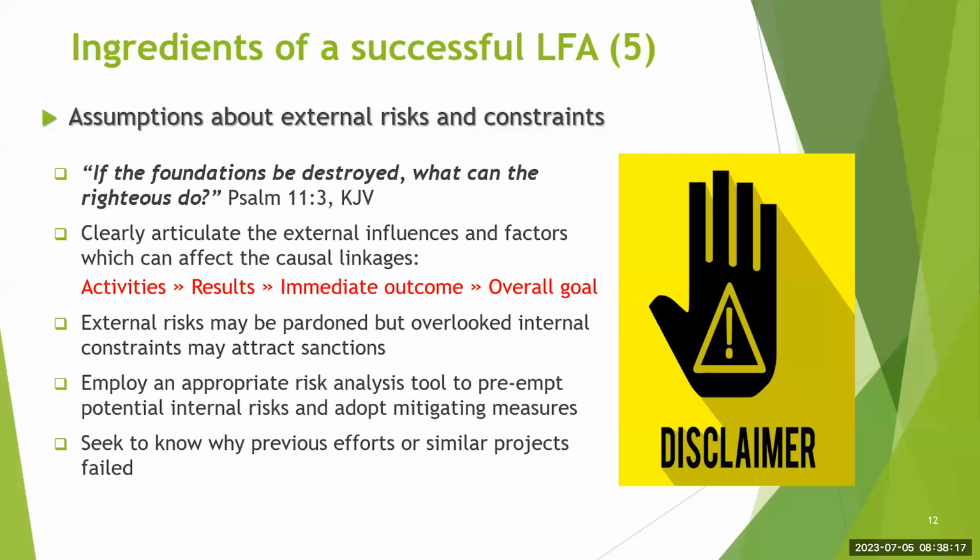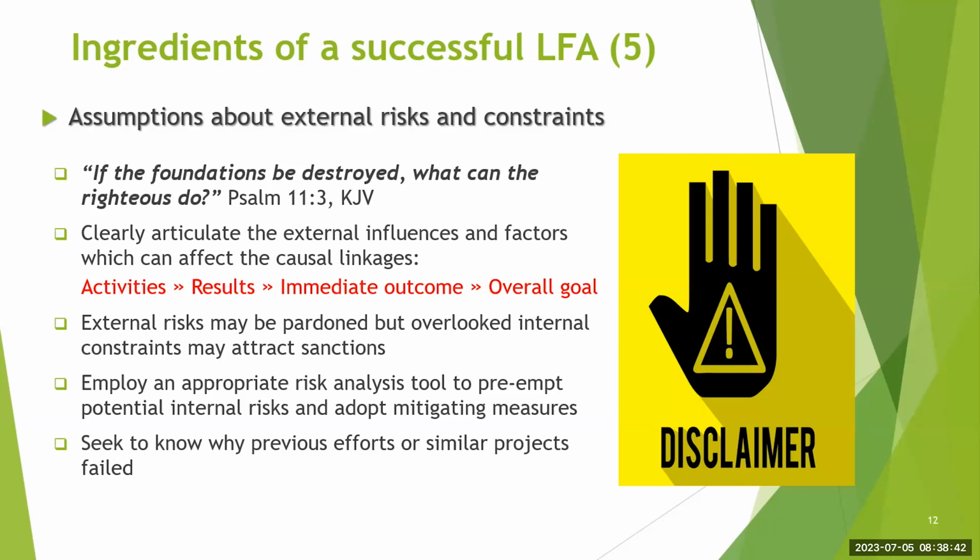So you should clearly articulate the external influences and factors which can affect the causal linkages, that is, from the activities to the results. After achieving the activities, is there any possible thing that could happen so that the results may not be realized? After achieving project results, what can prevent the immediate outcome from being realized, and so on and so forth.